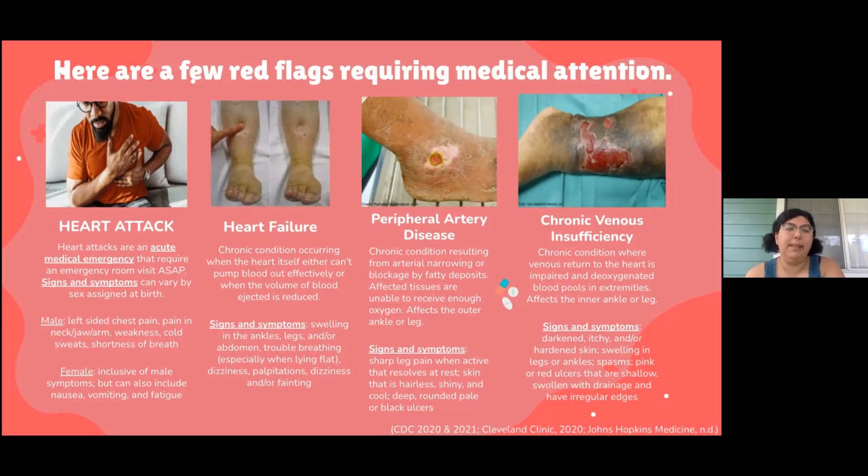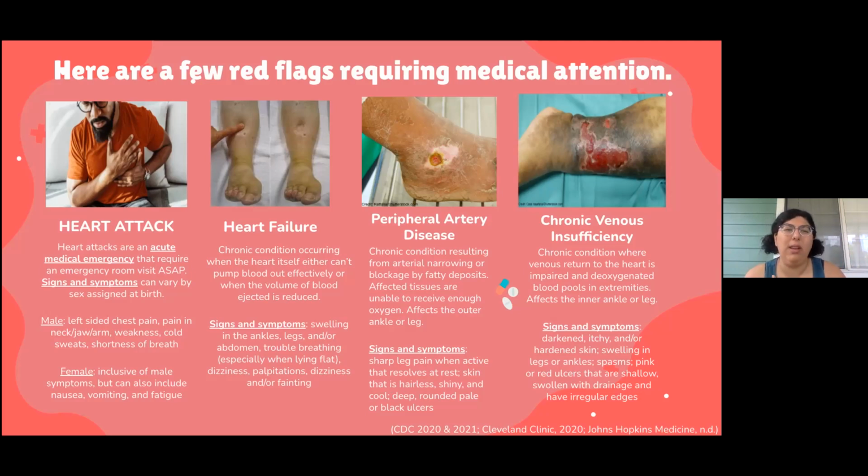So signs and symptoms can vary by sex assigned at birth, right? And so for male folks, you have what are known as the classic symptoms. So that left-sided chest pain and pressure, pain in your neck, your jaw, your arms, weakness. If you see someone suddenly breaking out in a cold sweat, having trouble breathing. For folks assigned female at birth, they can also have all these symptoms, but symptoms that are less typical include nausea, intense heartburn, vomiting, and fatigue. And I know that those can also look like, I don't know, gastroenteritis, right?